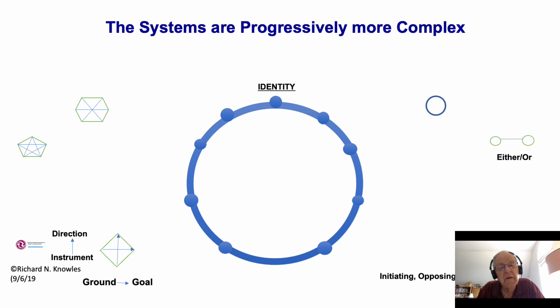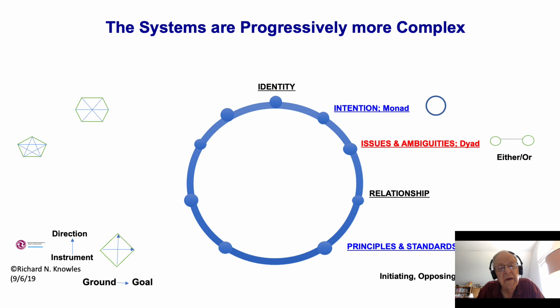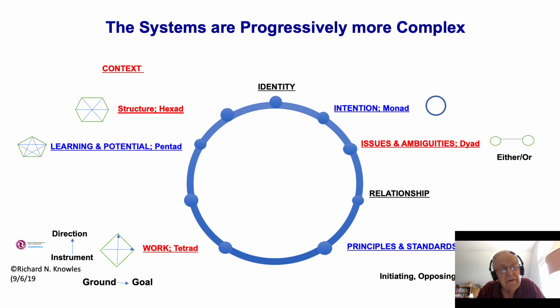And here's the figure again. We're showing the names with the identity. Intention is the monad. Principles and standards is the triad. Issues and ambiguities are the dyad. Relationship is at point 3. The context and structure are the hexad. Work is the tetrad. And learning potential is the pentad. And then we have information.